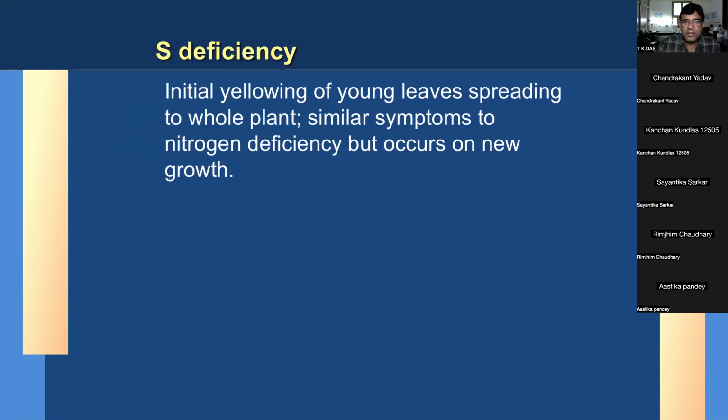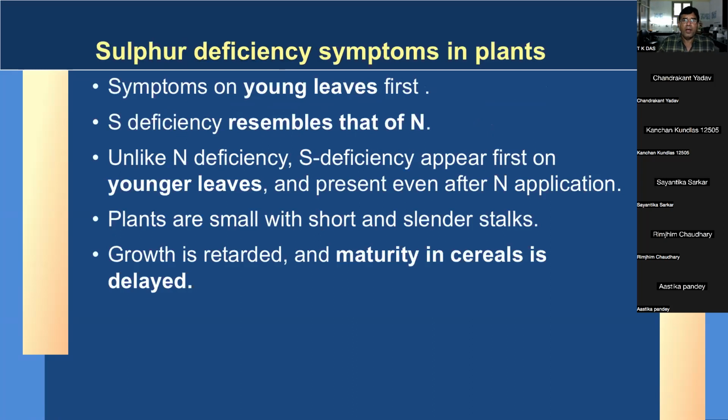Deficiency is initial yellowing of young leaves, spreading to the whole plant. Similar symptoms to nitrogen deficiency, but occurs on new growth or younger plants. Deficiency symptoms in plants: symptoms on young leaves come first, and it resembles that of nitrogen. And you already know that it comes on younger leaves. Plants are small with short and slender stalks. Growth is retarded and maturity in cereals is delayed.